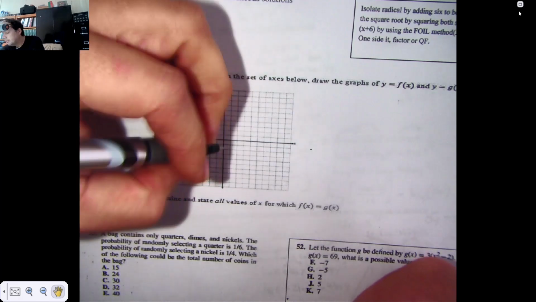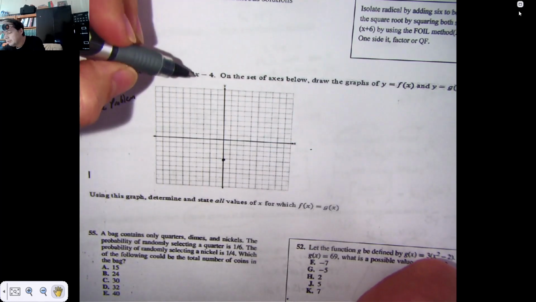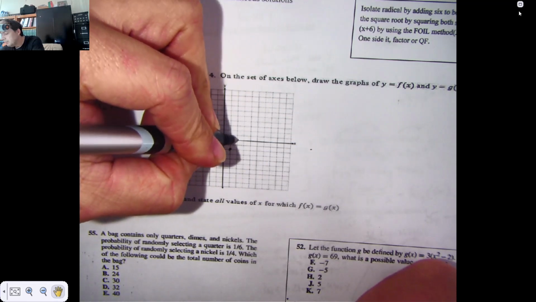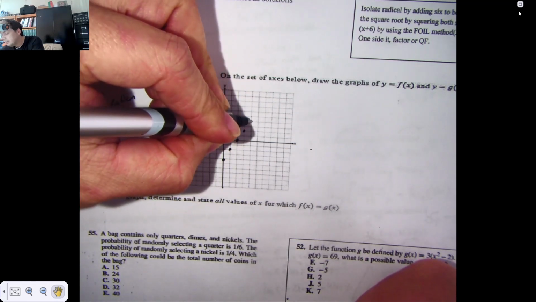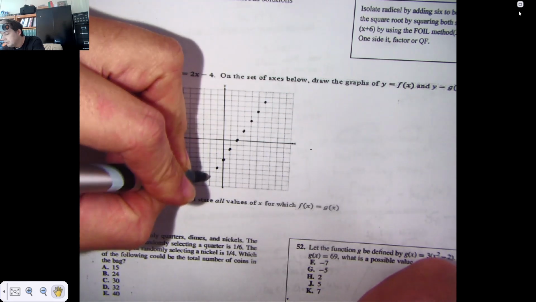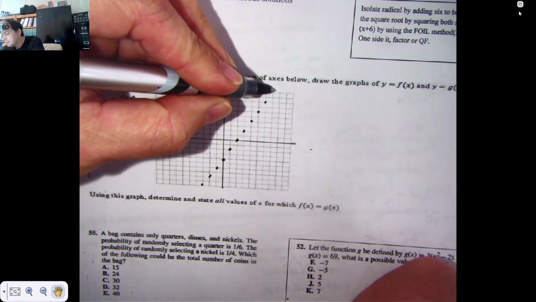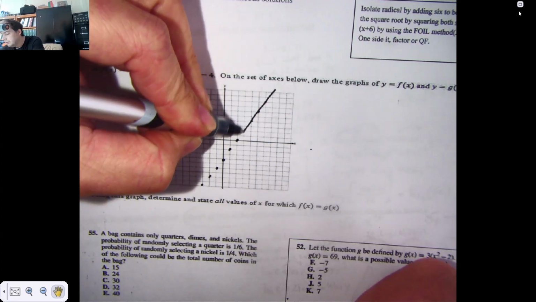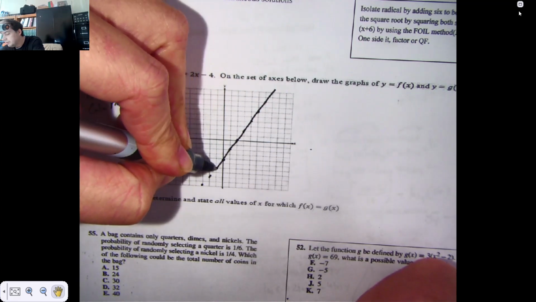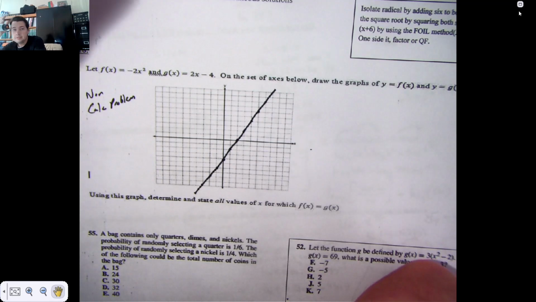2x minus 4: fall 4, rise 2, run 1. Now, because I say it's non-calculator, you're still going to have a technology assist, so you're not going to have to plot many points. When you do it by hand, you have to draw lots of points because usually those points tend to be intersections, and you want things as straight or as curved as they need to be.